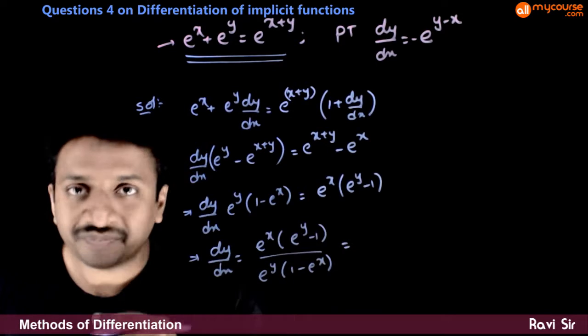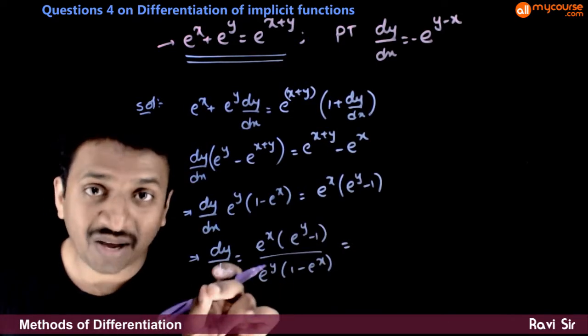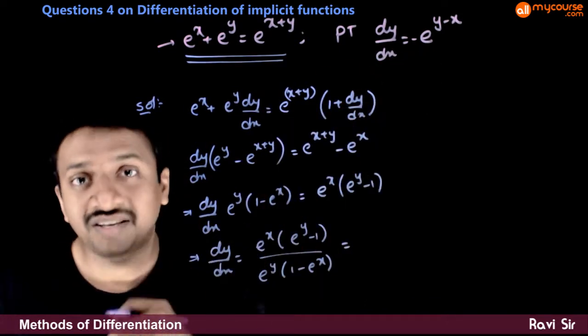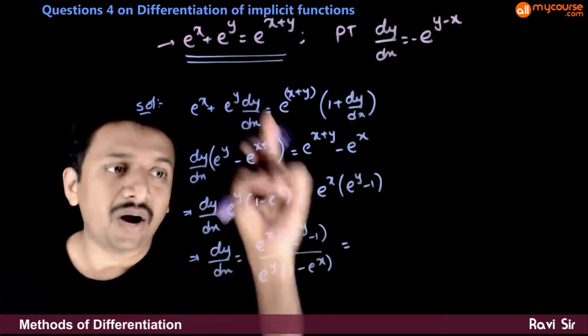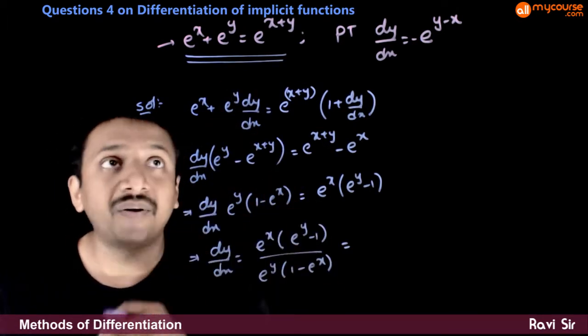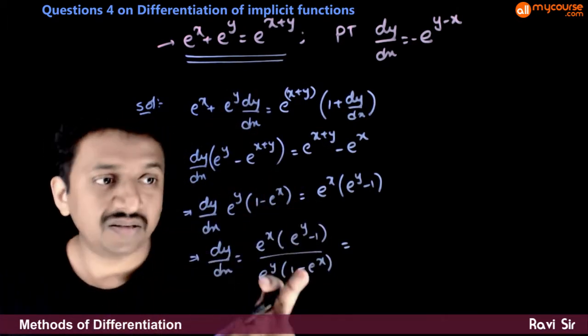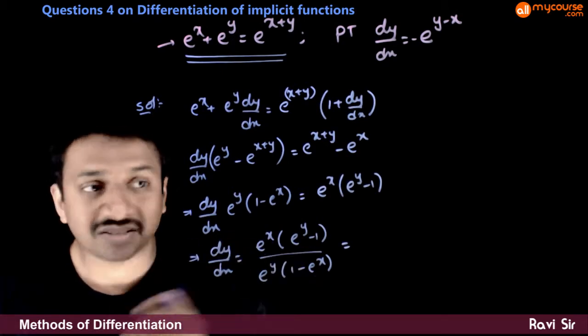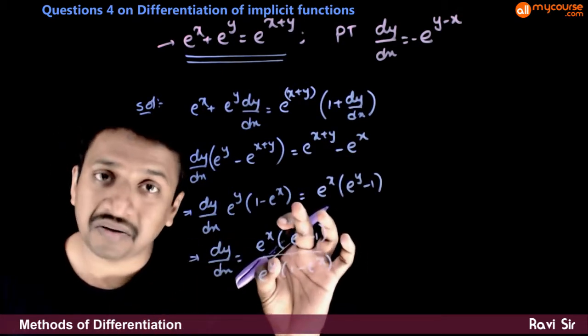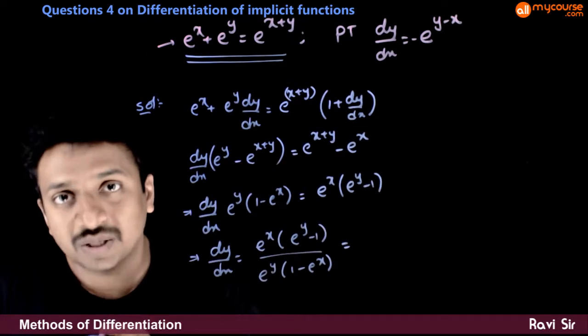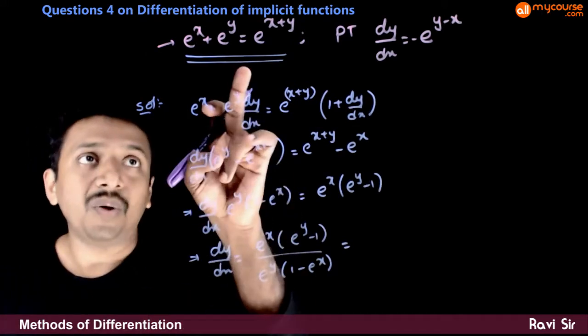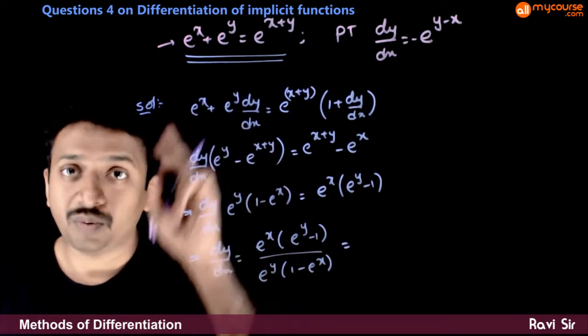So that is equal to, but you have to bring dy/dx to the form which is given here. So what can you write about e^y minus 1 and 1 minus e^x? You have to see whether you can actually simplify these expressions. So we can use the original equation.